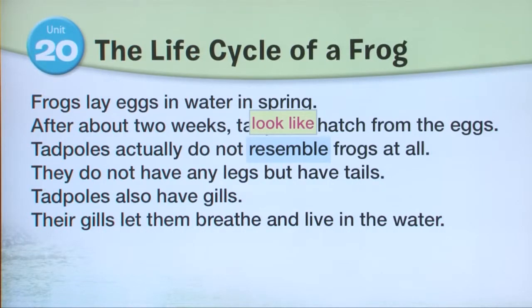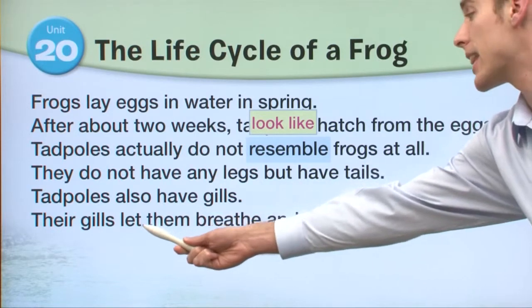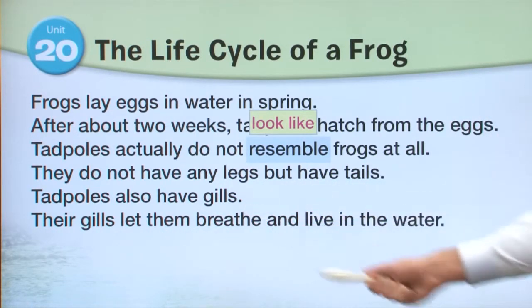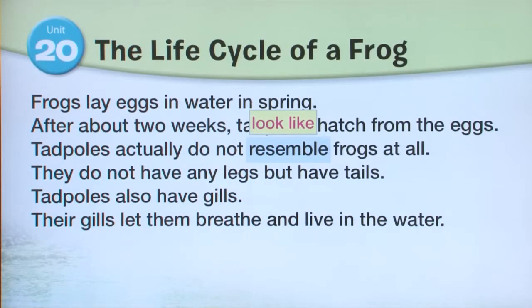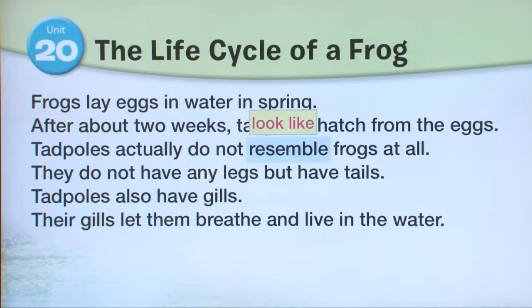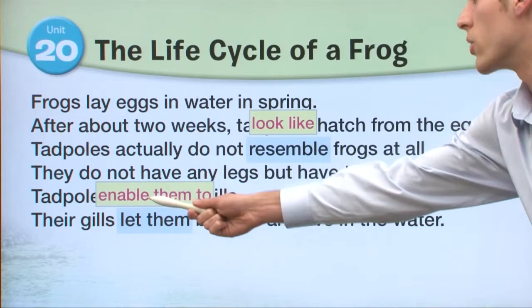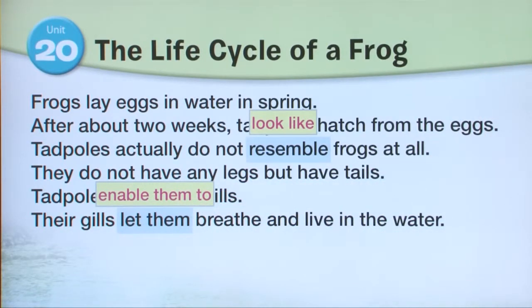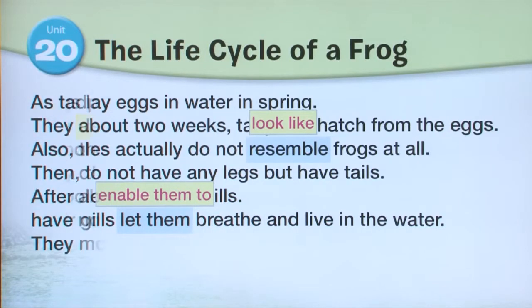Tadpoles also have gills. What do gills do? Well, one thing the gills do is it lets them breathe in the water. Another thing this lets them do is it also lets them live in the water. Okay, so the gills let them do 2 things here. What does lets here mean? Well, lets here means sort of enables to. It gives them the ability. Without these gills, they would not be able to, okay? So it enables or gives them the opportunity.